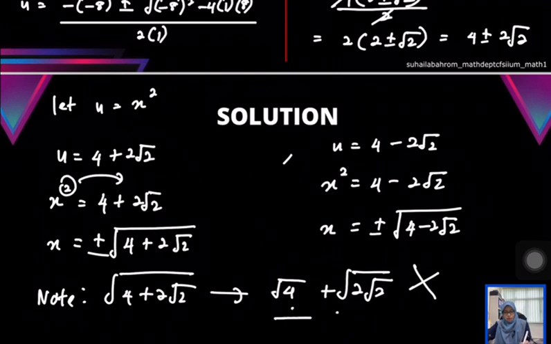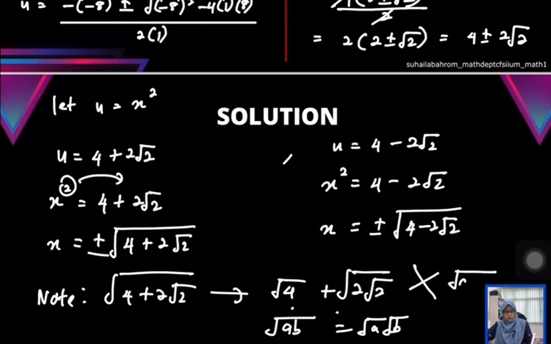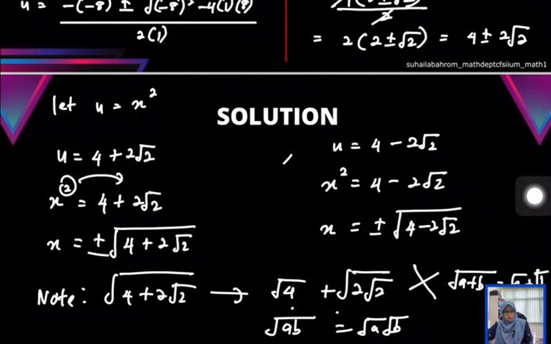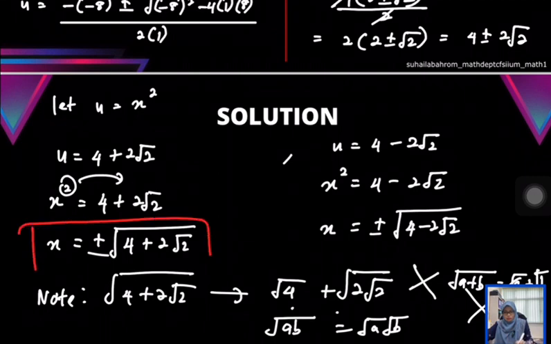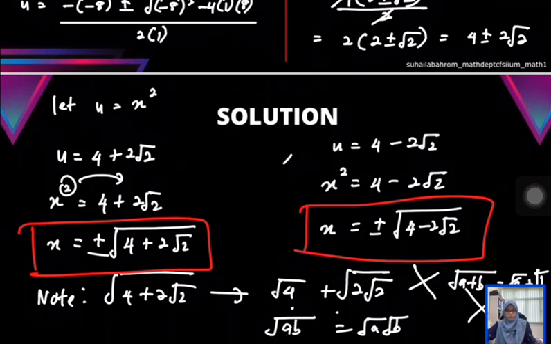What you can split, if you have square root of a times b, then you can split into square root of a times square root of b. But you can never split square root of a plus b as equivalent to square root of a plus square root of b. So this one is wrong. So your answer is just these two answers, and another two answers come from here.